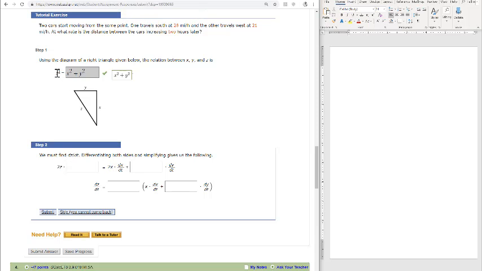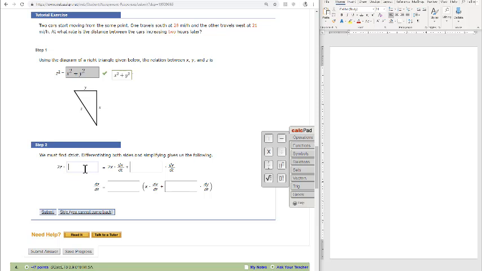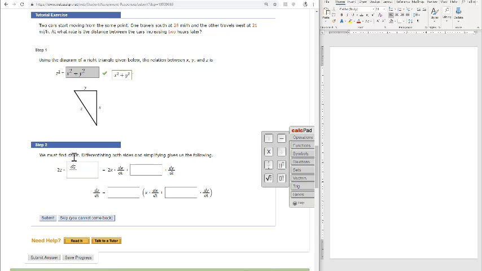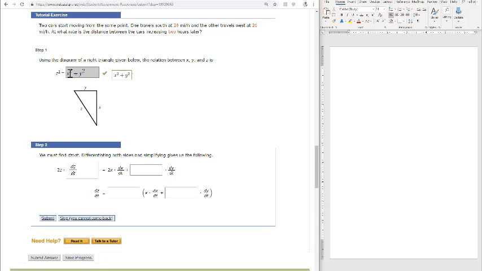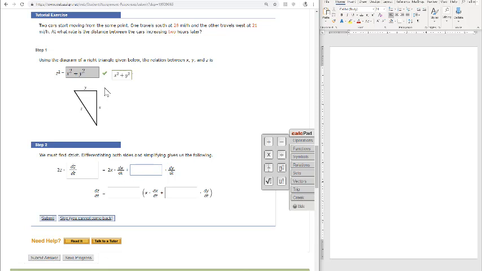So we're going to differentiate this equation, z squared is equal to x squared plus y squared, with respect to time, t. Each time you take the derivative of one of these functions, the chain rule is going to require you to take the derivative of the inside. So the first one is 2z times dz dt. And then the derivative of x squared is going to be 2x times dx dt. And then the derivative of y squared is going to be 2y times dy dt.